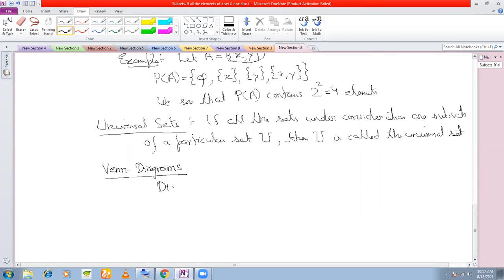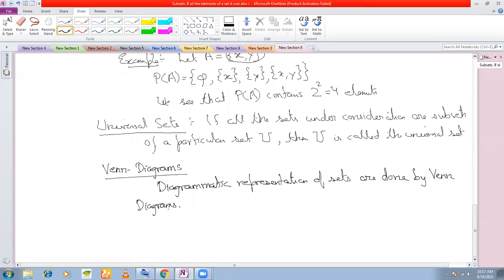Diagrammatic representation of sets is done by Venn diagrams. And you already know that in a Venn diagram, the sets are represented by circles. The universal set is represented by a rectangle. You already know this, right? So no need to go over this.